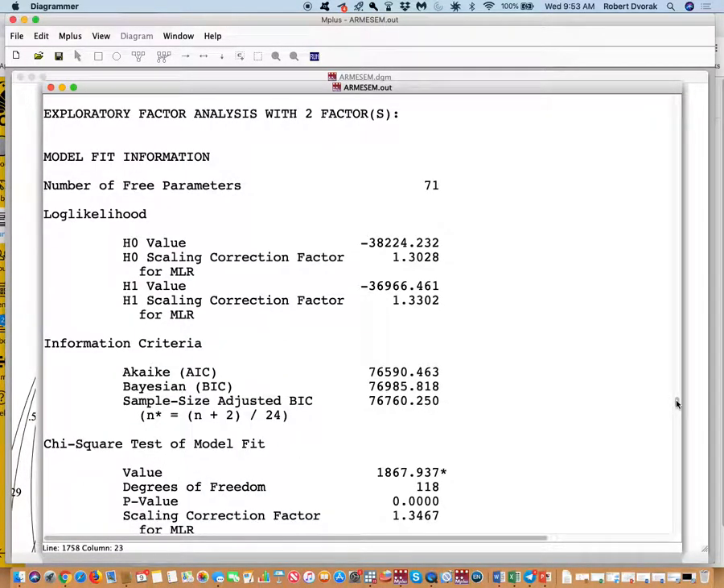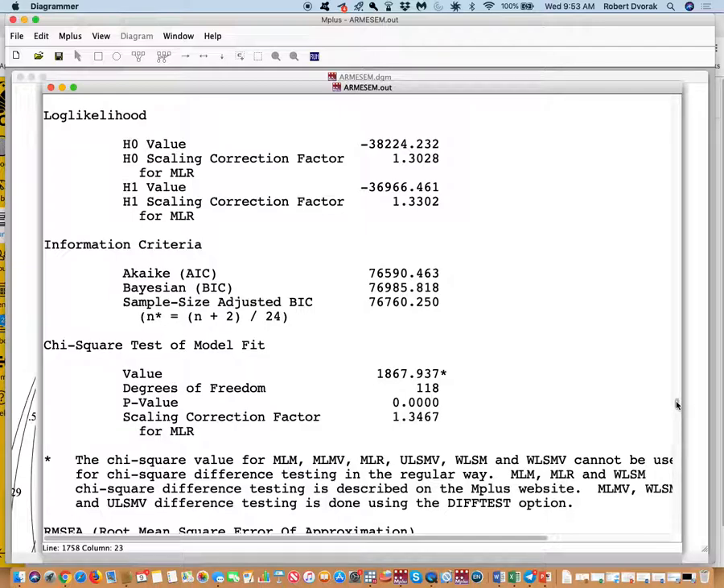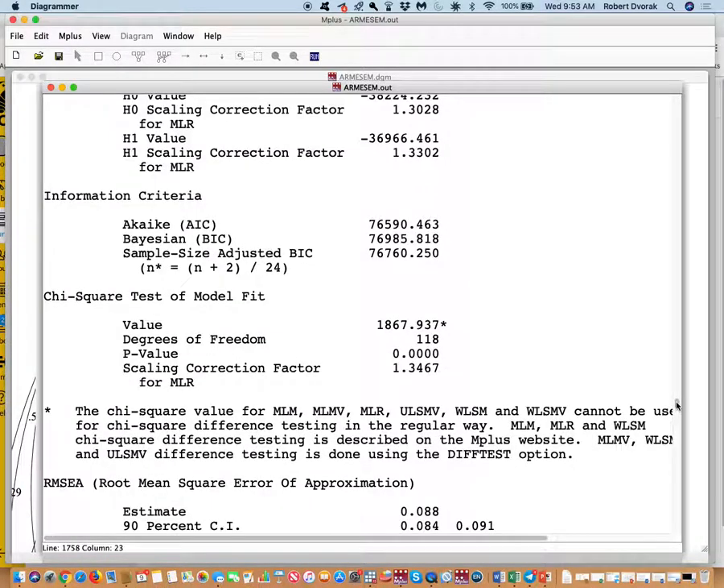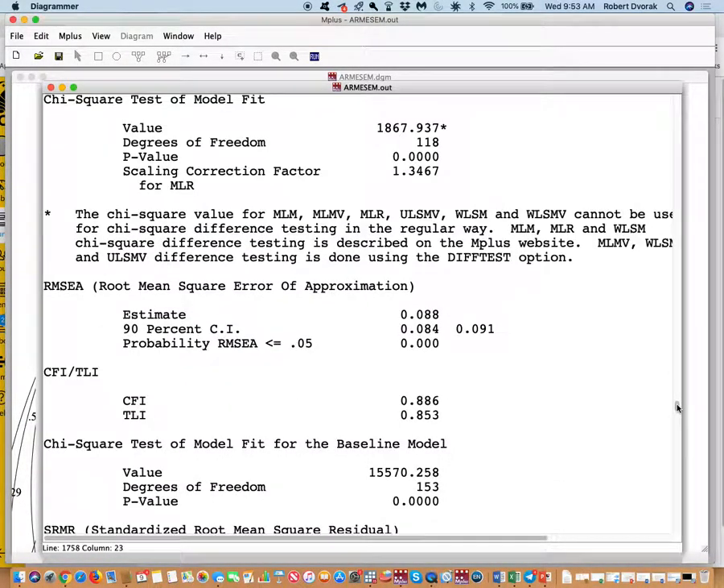Next, we have a two-factor model. Two-factor model has a chi-square of 1867. Is that good or bad? It's bad, but I mean, with 2,200 people, what are you going to do? RMSEA, how's that look? It's getting there, right? That's not bad.